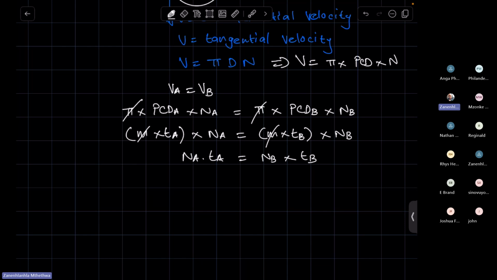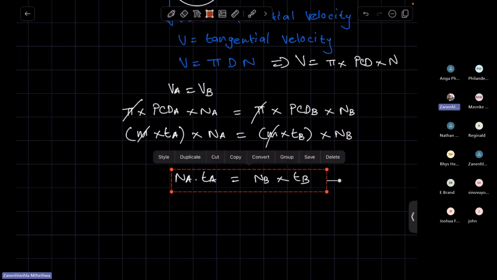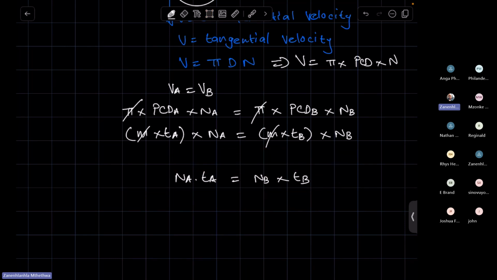So by establishing the relationship between two gears, this here is what we mean. The relationship between A and B is one of circumferential velocity. That means that NATA is equal to NBTB. This here is the relationship between the two gears in mesh. So this is what I mean by first thing you do is establish the relationship between the two meshing gears. Are we clear here?